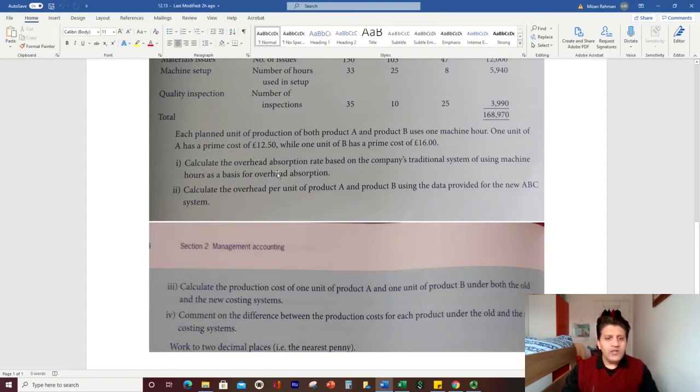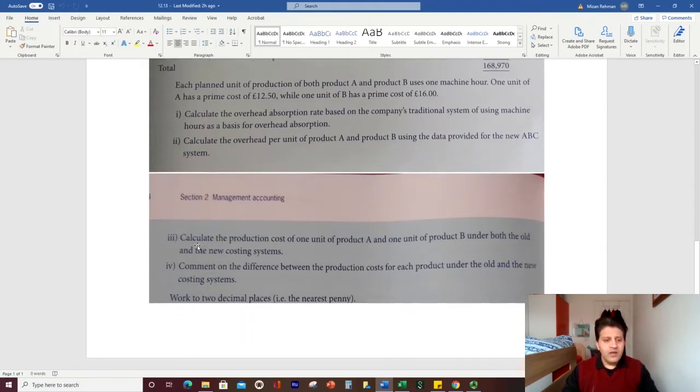So the first one is calculate the overhead absorption rate based on the company's traditional system of using machine hours as a basis of overhead absorption, and then calculate the overhead per unit of product A and B using the data provided for the new ABC system. Third one is calculate the production cost of 1 unit of product A and 1 unit of product B under both the old and the new costing system, and then comment on the difference between the production cost for each product under the old and the new costing system. Work to 2 decimal places.